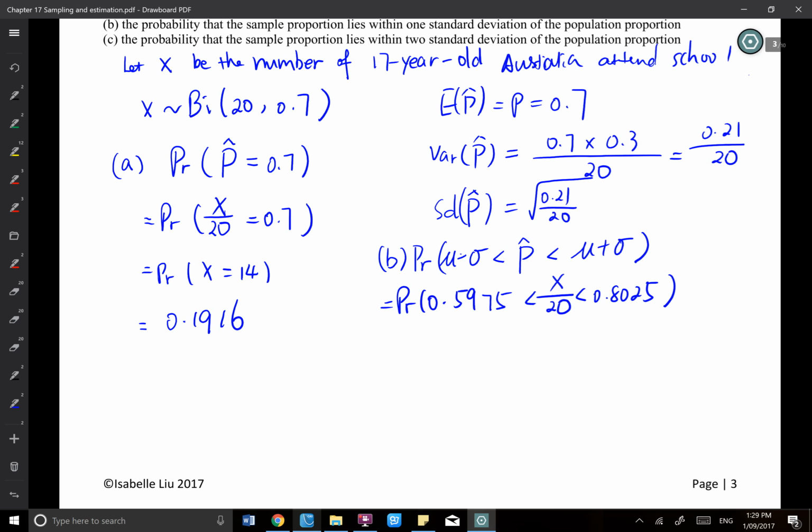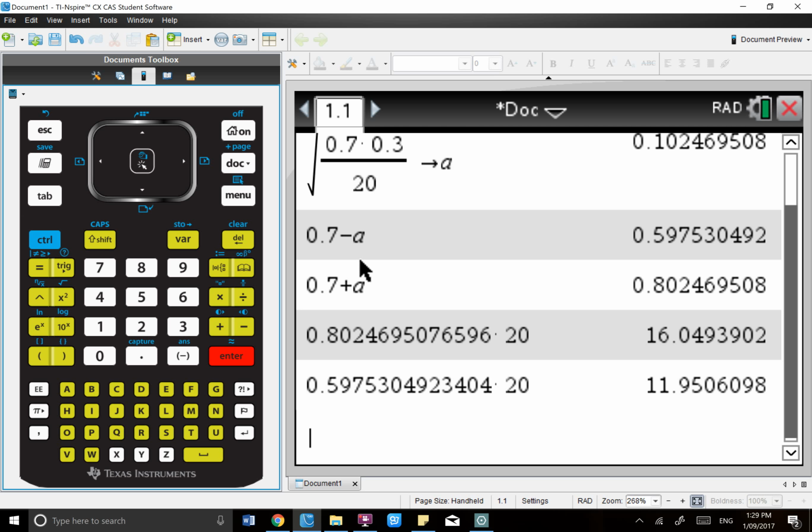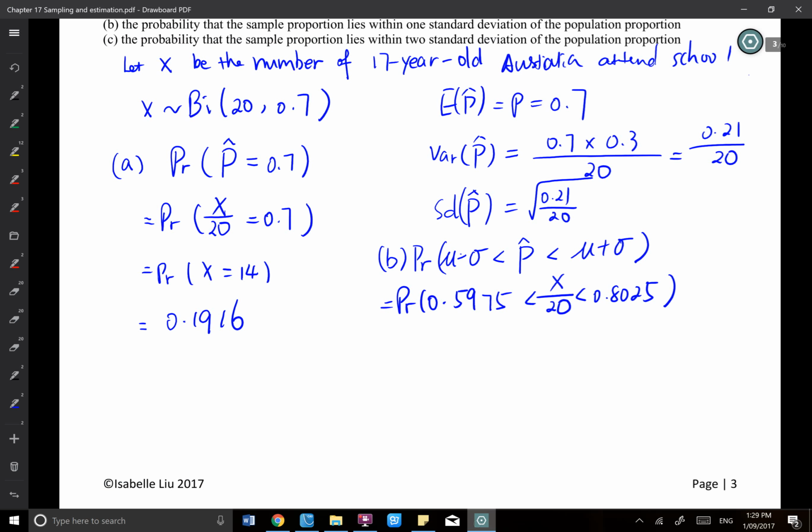I don't want to have it with population proportion p. I want x. So I will times 20 on each side. So this number times 20 and that number times 20. Well, leave it exact, use the calculator notation to find it. So it's in between 11.95 and 16.05. Okay, 11.95 less than x less than 16.05.